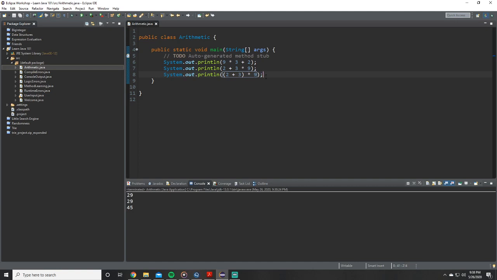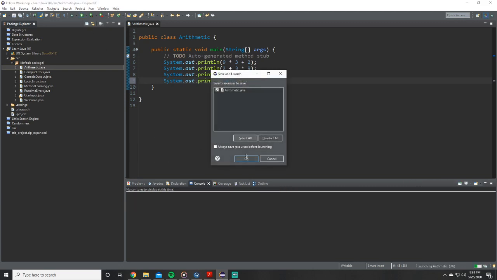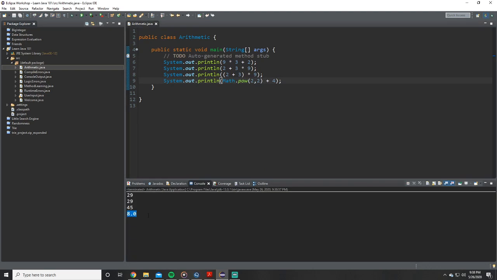When you start adding in additional things such as square roots or powers, we'll be using the Math class. So Math.pow of 2 to the second power plus 4. 2 to the second power is 4, and plus 4 equals 8, which is equivalent to 2 to the third power. So I should get 8.0.